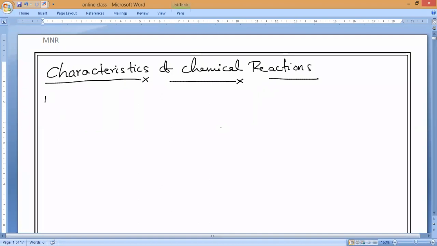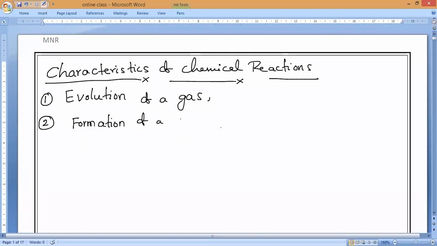Now, what are the changes we can notice? First change, anybody? Evolution of gas. Yes or no? The most common characteristic of a chemical reaction which we can notice is that after the reaction some gas will evolve or be released. That is why we say evolution of a gas. What is the second one? Formation of a precipitate. I will explain what precipitation means.